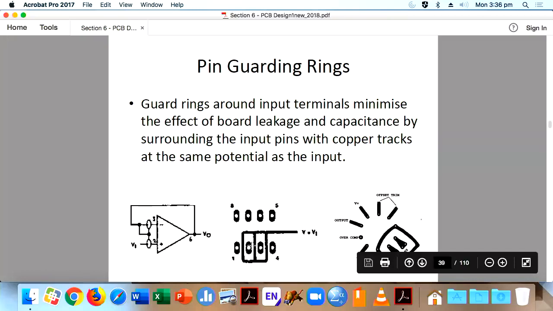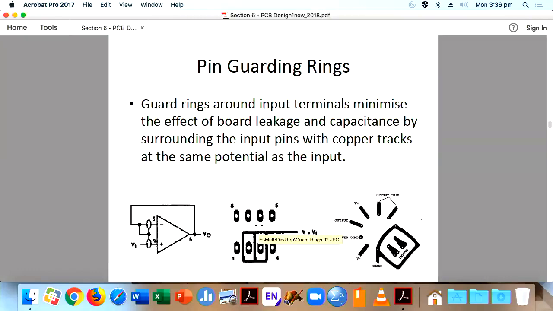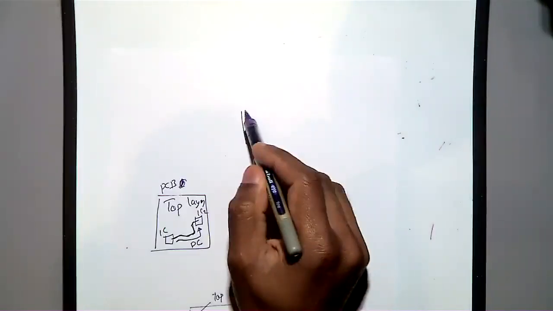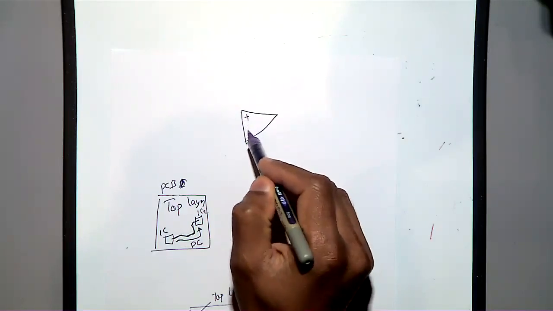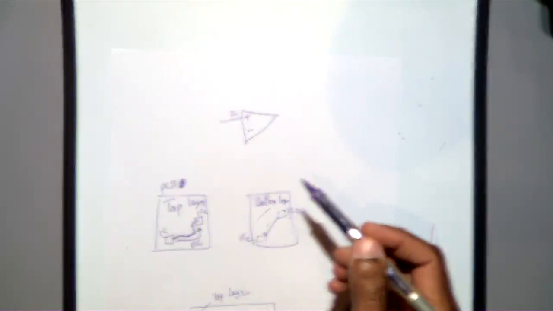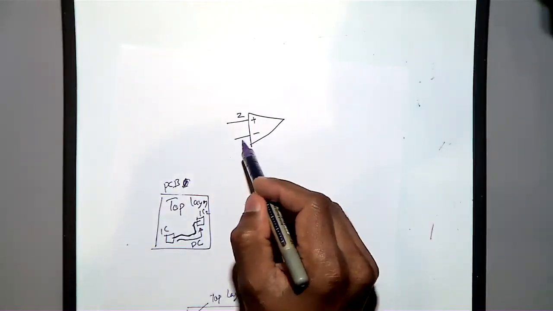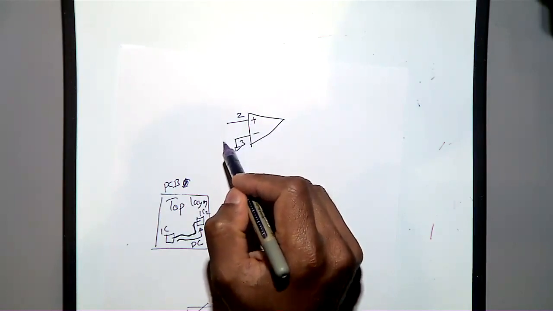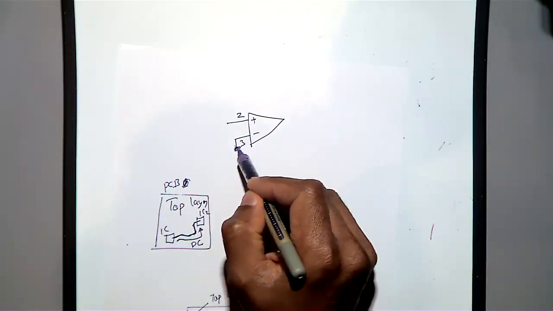If you want to avoid that, how can you avoid it? I can draw it and explain. You have designed an operational amplifier, and your application is amplifying very small current. This is pin number 2, and this is pin number 3. This is just an example. So this I am going to ground it, and not grounding.